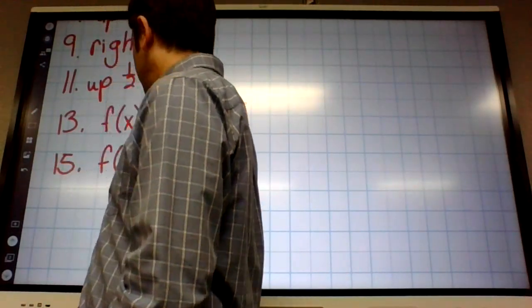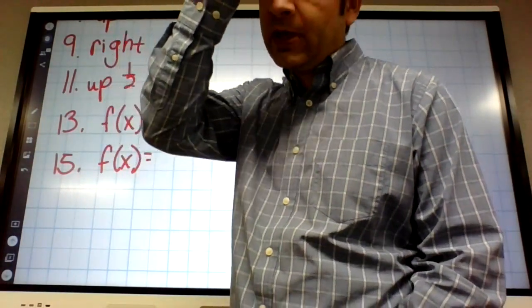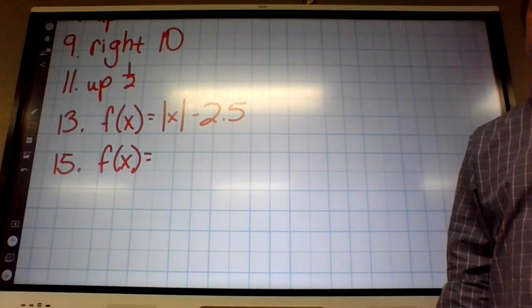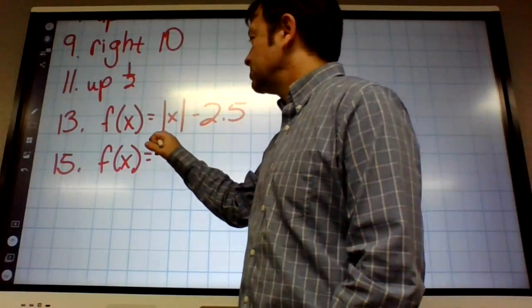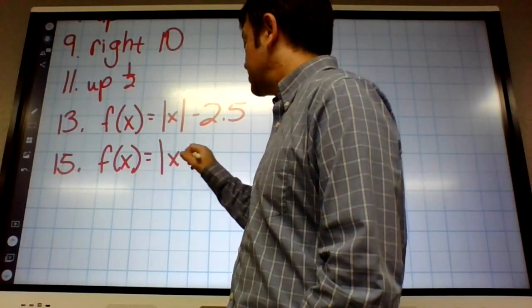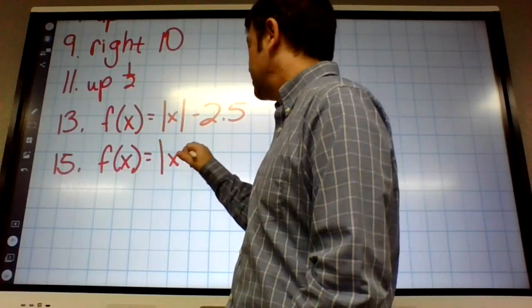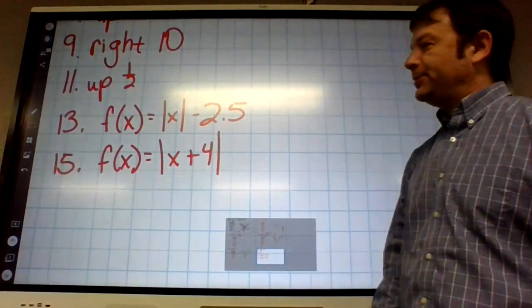All right. Luke, I just had deja vu. How do we make the graph go 4 left? X plus 4? Yes. Well, no, sorry. Wait, was it left? Yes. No, you're right, my bad. X plus 4, all in the absolute value. Yes.